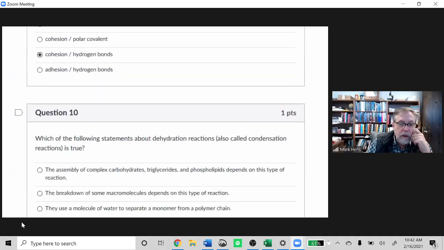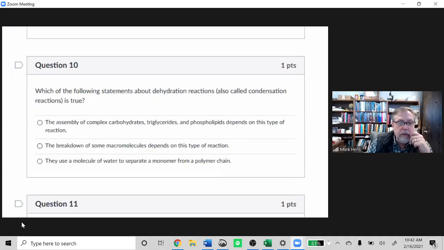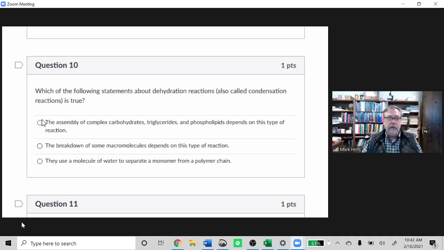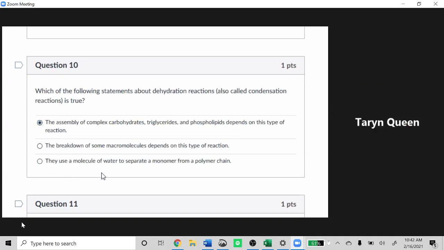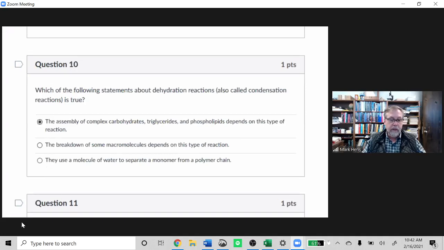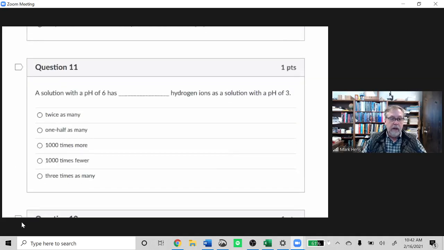Okay, good. All right. Which of the following statements about dehydration reactions, also known as condensation reactions, is true? A. The assembly of complex carbohydrates, triglycerides, and phospholipids depends on this kind of reaction. What are the other two described? Hydrolysis reactions, the breakdown, right? The breakdown of lipids or of proteins or of complex carbohydrates. Good.